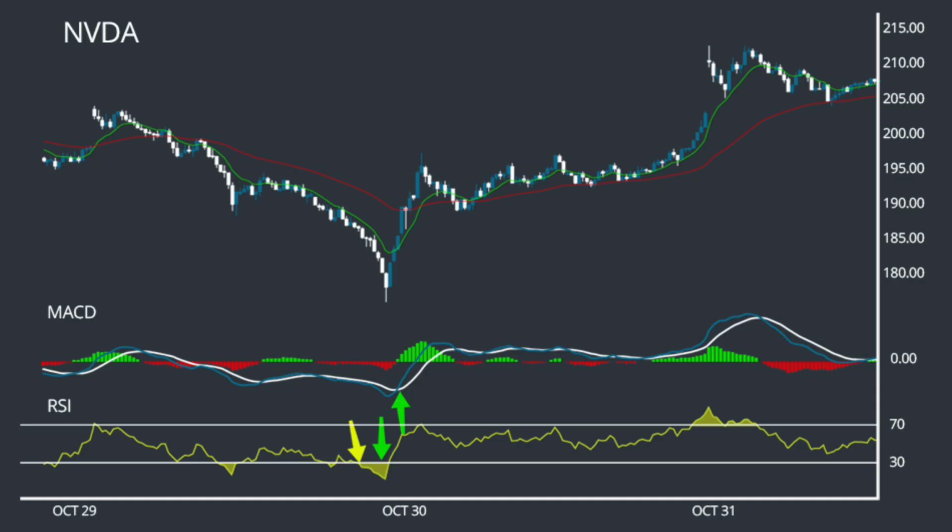Convergence and divergence. When you observe convergence between the MACD indicator and the RSI, it can offer you additional confirmation of the current trend. On the other hand, if you notice divergence, it may signal potential reversals in the trend.